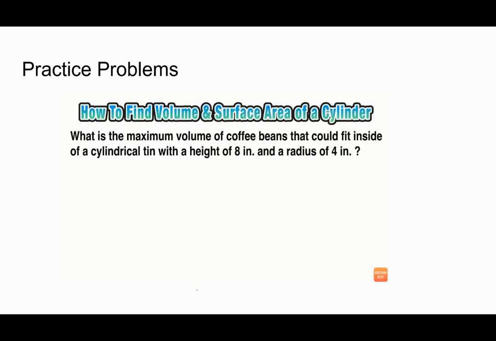To look at this example, which is: what is the maximum volume of coffee beans that could fit inside of a cylindrical tin with a height of 8 inches and a radius of 4 inches? So next, let's highlight the key information. In this case, we want to find the volume of the inside of a cylinder with a height of 8 and a radius of 4.